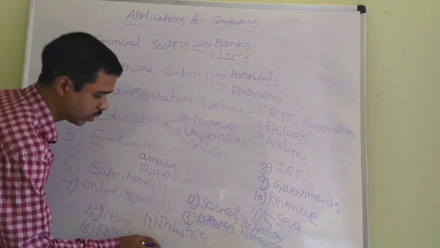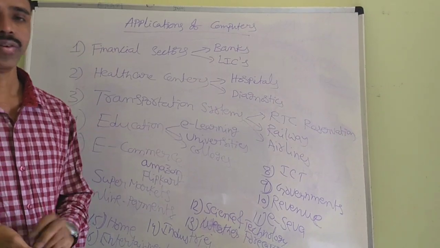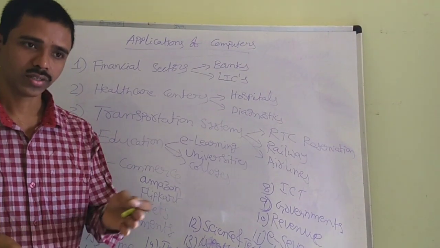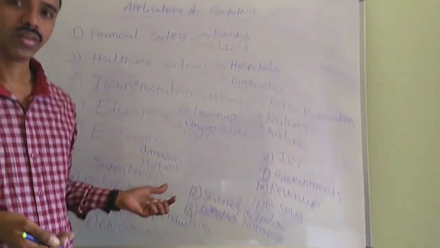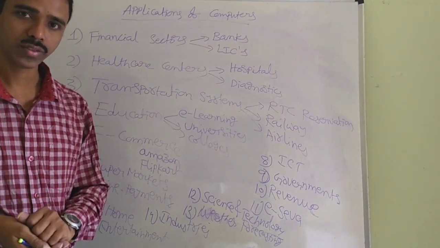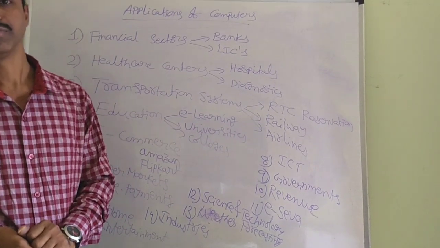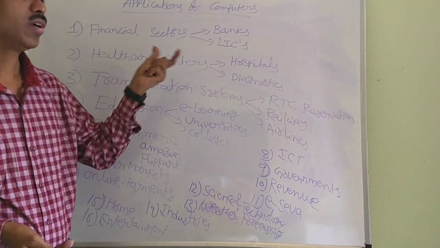Entertainment means our favorite. To watch the movies in the theater, they are also using the computers. Even if you want to watch the movie on the TV or on your computer, you can use the computers to watch the movies, to listen to the songs, to play the games. Okay, these are the different areas where we are using the computers in real time. This is nothing but applications of the computers.